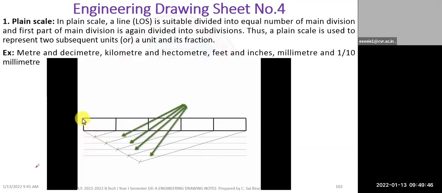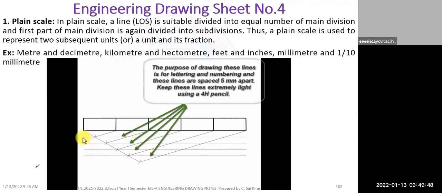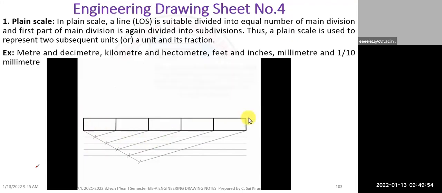Now you can clearly see the difference between this line and this line over here. This line appears very light, and you should use a 4H pencil for it. And this line which I have drawn can be drawn with the help of an H pencil. It should be dark. All right. Now, in between these two lines, I'll be placing numbers.